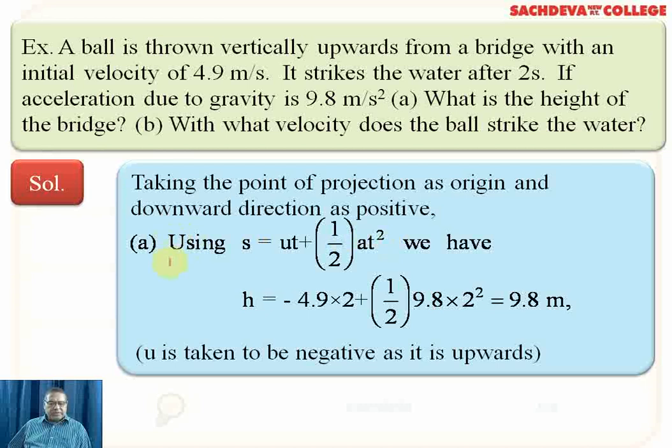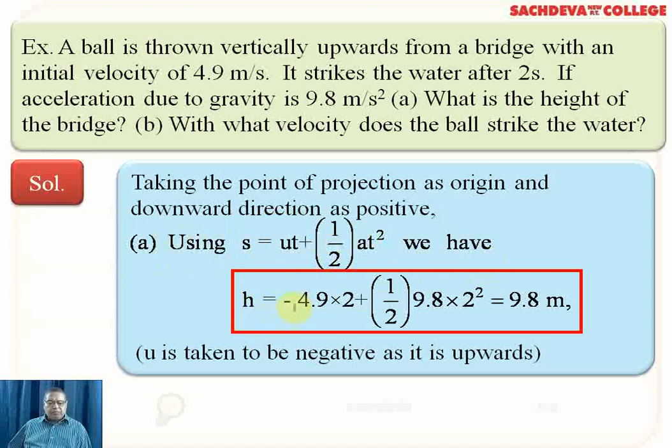So the first equation we use is s is equal to ut plus half at square. We have h is equal to minus 4.9. We have put the value as initial velocity, which is given as 4.9, and it is being thrown vertically upward. Ball is thrown vertically upward, hence we are taking a negative sign. So it is 4.9 into 2 with a negative sign, plus half gt square. We have computed the value of g and t, and the calculation concludes as 9.8 meters.